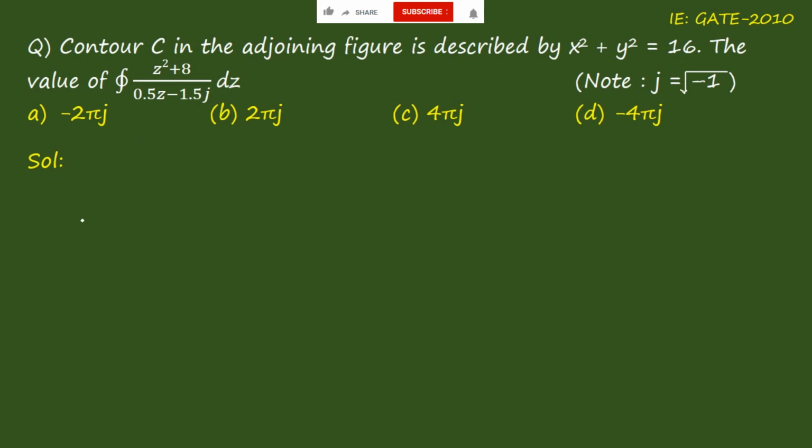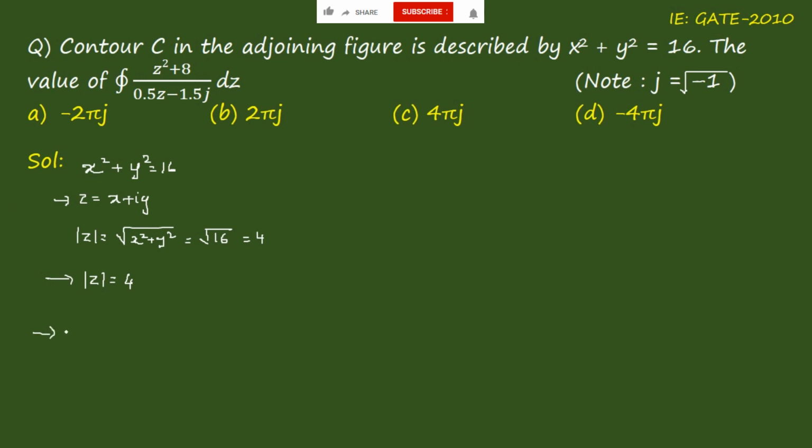Okay, now they are given that x square plus y square is equal to 16. We know that z is equal to x plus iy, right? And mod of z is equal to under root of x square plus y square. So from here we can see that it is equal to under root of 16, which is equal to 4. So we can see that the circle is nothing but mod of z is equal to 4, as in a contour circle C.